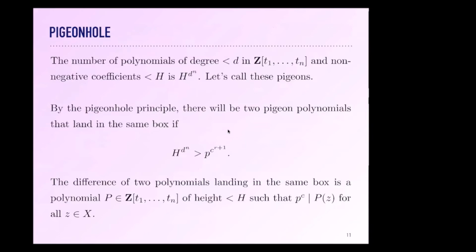So the number of polynomials of degree less than d with non-negative coefficients less than h is h to the d to the n. And those are my pigeons that I'm fitting into these boxes of what they can reduce to under this map, coefficients mod p to the c. So I want more pigeons than boxes: h to the d to the n greater than p to the c to the r plus 1. And the difference of two such polynomials will land in the same box and give you the polynomial we're looking for, a non-zero polynomial of height at most h, where I evaluate on every z, it's divisible by p to the c.